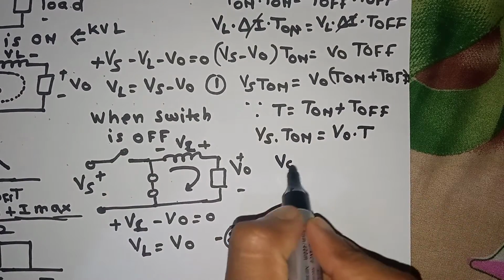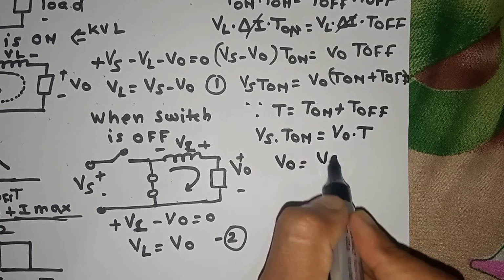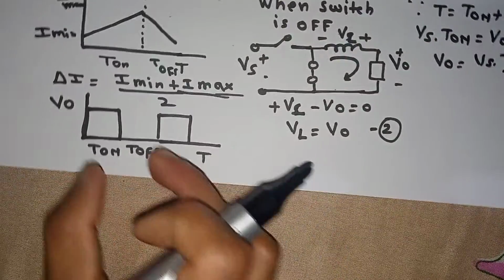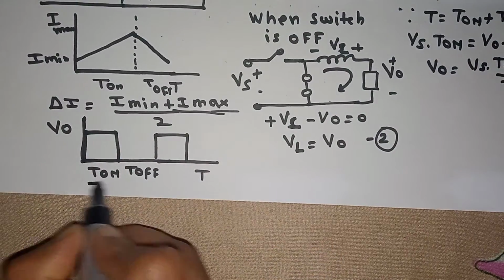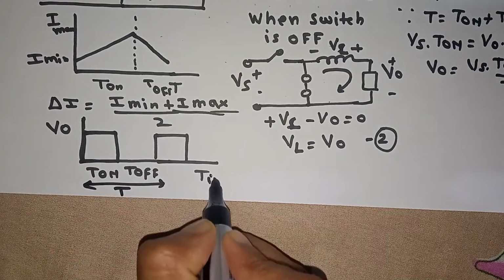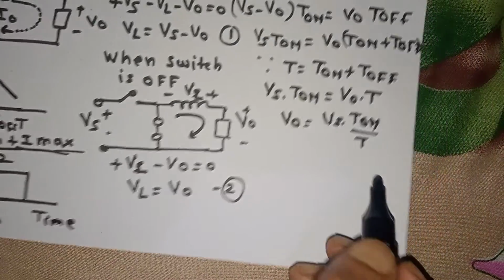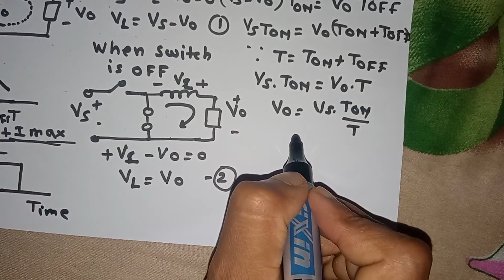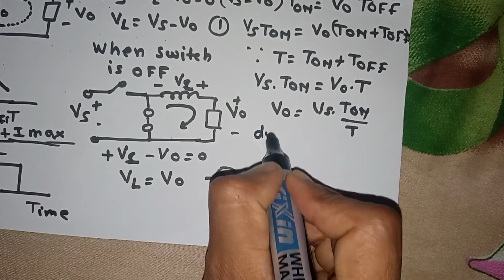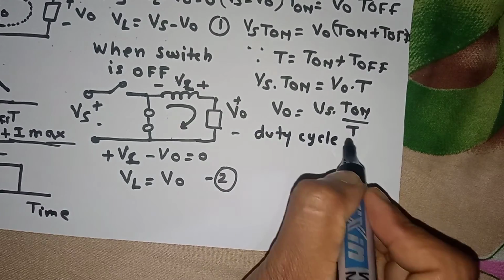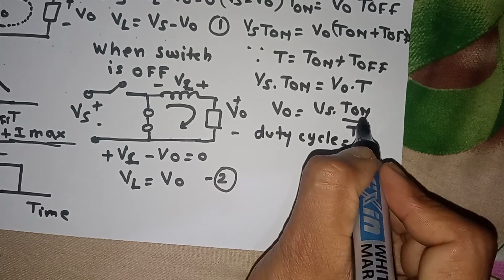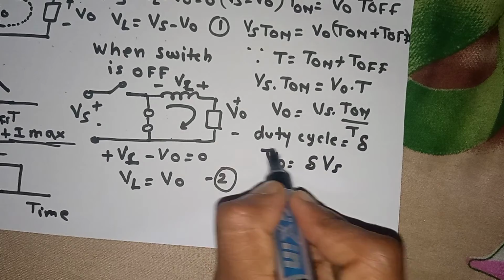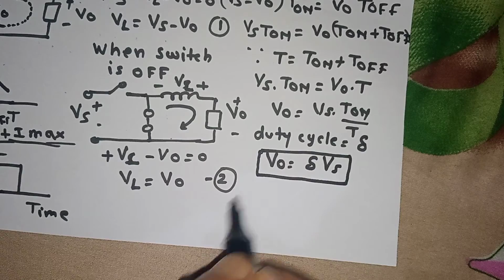So we can write VO is equal to Vs into T on by T, where T is the complete time period. T on by T we can denote by delta, which is called the duty cycle. Duty cycle delta is T on by T, so we get the expression delta into Vs. So this is the output voltage of the buck converter.